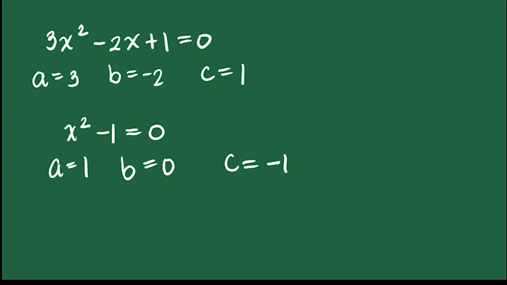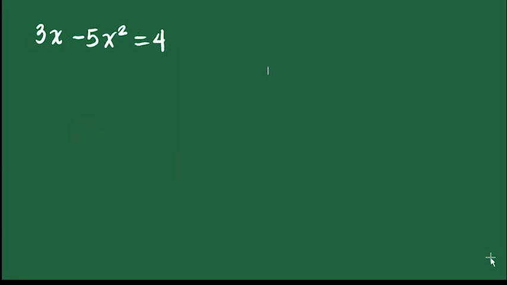Let's proceed to our next example. On our seventh example, we have 3x minus 5x squared equals 4. This is a quadratic equation, but it is not in its standard form. So we will rewrite it in its standard form. We will just copy this first. As you can see, we have 4 on the other side of the equation. So we will add negative 3x plus 5x squared on both sides of the equation to eliminate these two terms, to make the left side of the equation equal to 0.